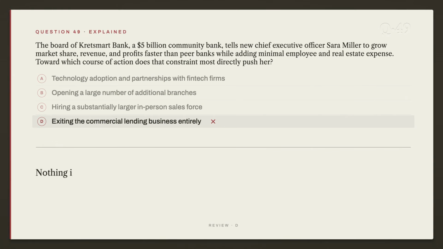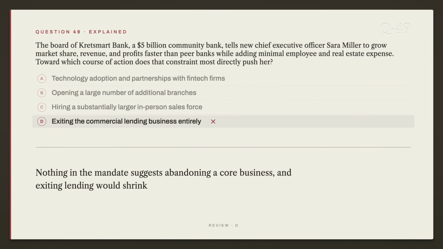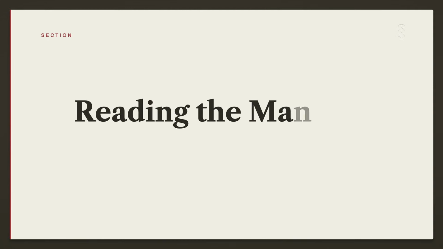D is wrong because nothing in the mandate suggests abandoning a core business, and exiting lending would shrink revenue rather than grow it faster than peers. The board asked for growth, not retreat.